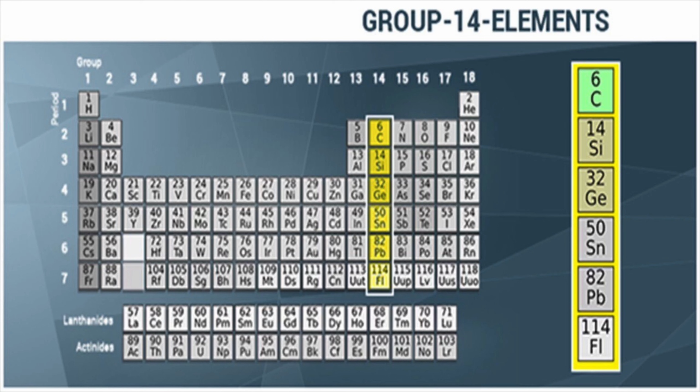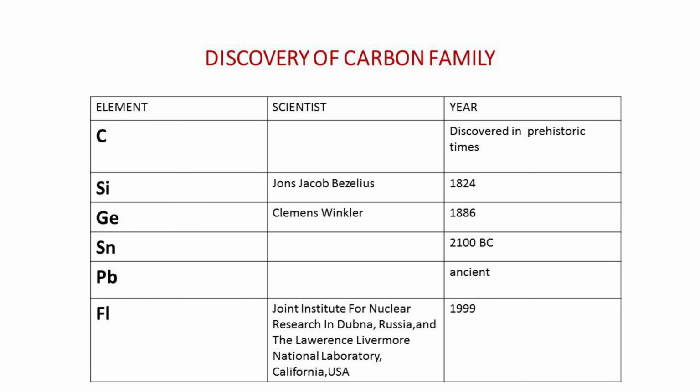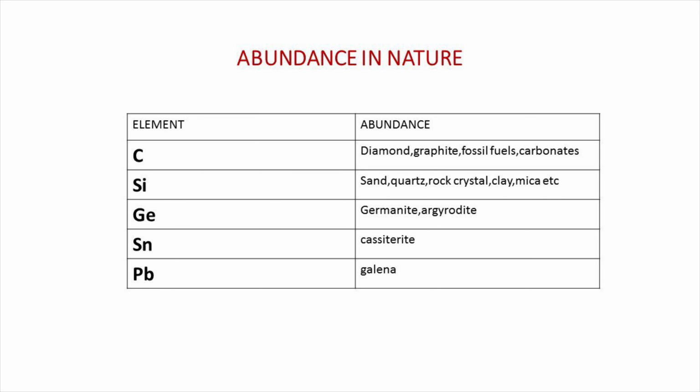The group 14 elements are carbon, silicon, germanium, tin, lead and flerovium. The group 14 elements form the second family among the p block elements. These include non-metal, metalloid and metals. The discovery of carbon family members are in the respective years, and some of the carbon family members were discovered in prehistoric times. Carbon exists in elemental state and in combined state.